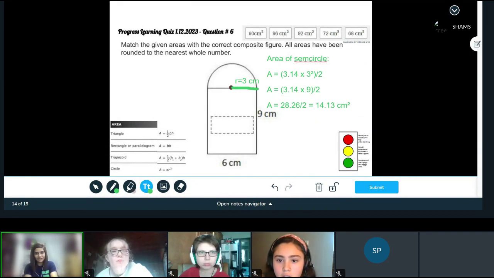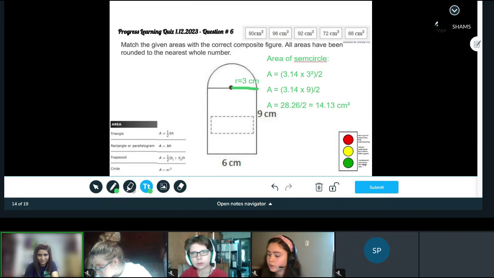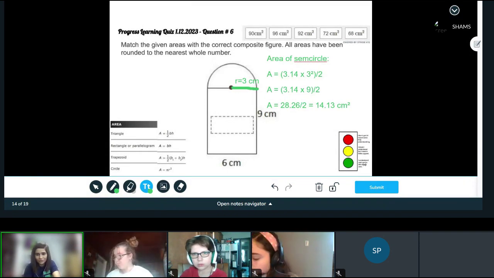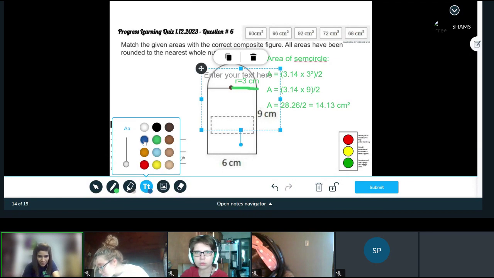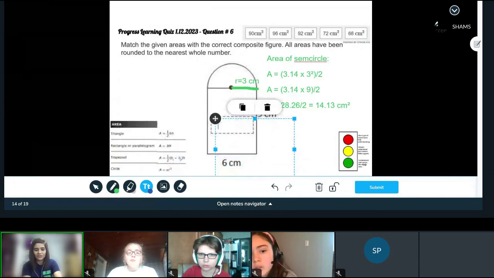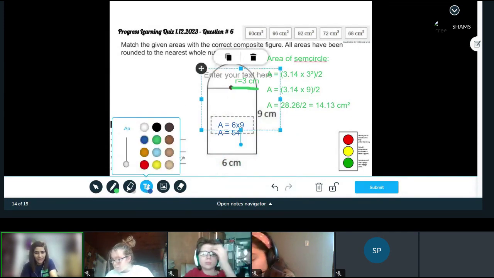Very good, Faith. Does that make sense how I found half circle? Yeah? And I know you guys are all very proficient with the rectangular bottom part. And you all did 6 times 9. The area equals 6 times 9, and that is 54. In order to find the total area, you will add the 2 and you get the total area.